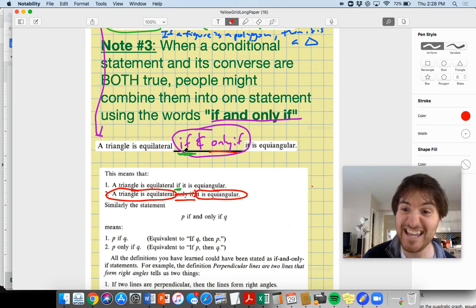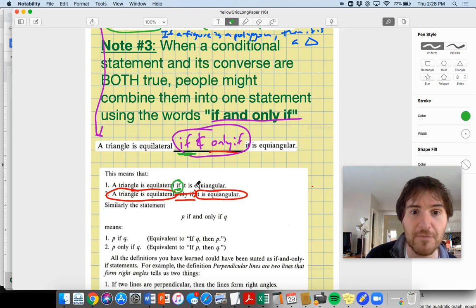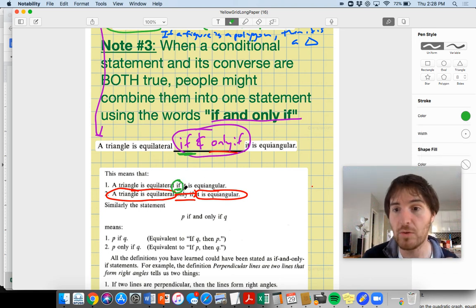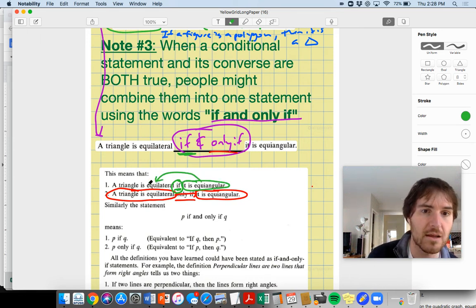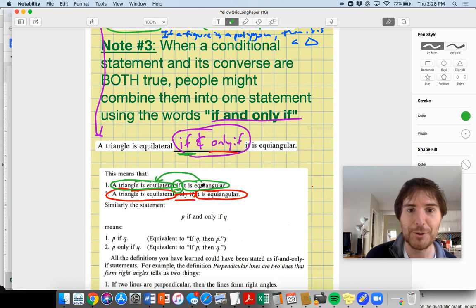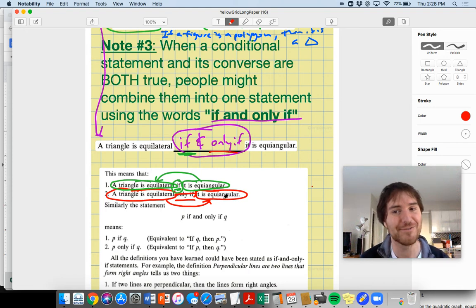Here, when it just says if right here, this is all a bit confusing. When it says if, and you don't see the only in front of it, it means that if this is true, if it is equiangular, then it is also equilateral. So notice here the arrows are doing different things. That's kind of confusing. That's why we're not going to spend that much time in this section. I'm not going to have you do problems out of the book.